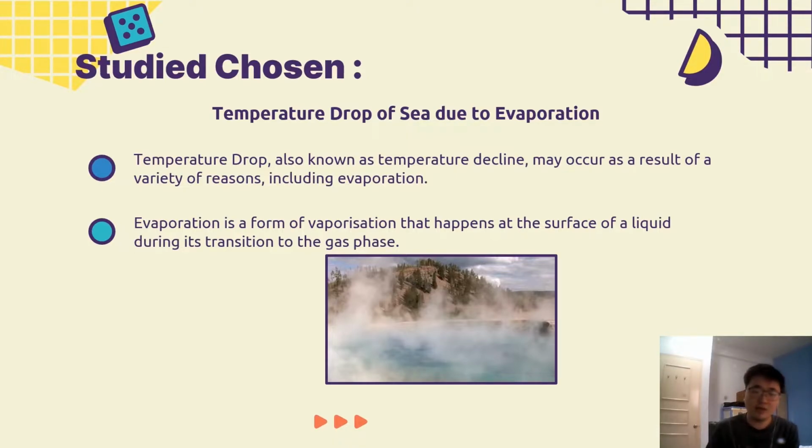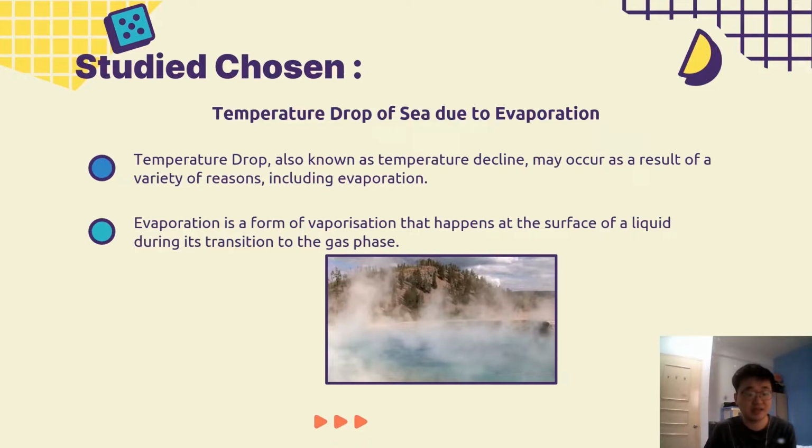So, what is temperature drop? Temperature drop, also known as temperature decline, may occur as a result of various reasons such as evaporation. Then, what is evaporation? Evaporation is the form of vaporization that happens at the surface of a liquid during its transition to the gas phase. As you can see from the picture, this is an example of evaporation of liquid to the gas surface.